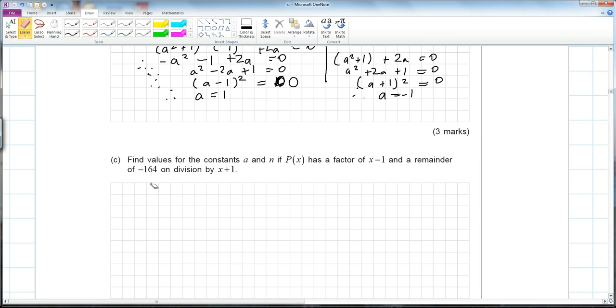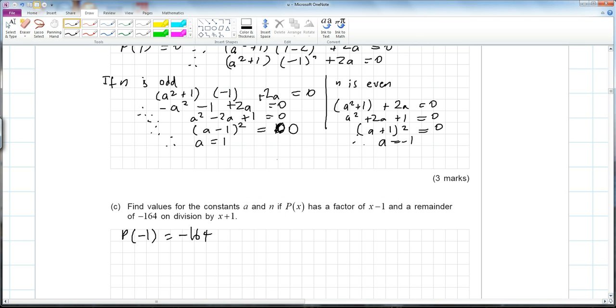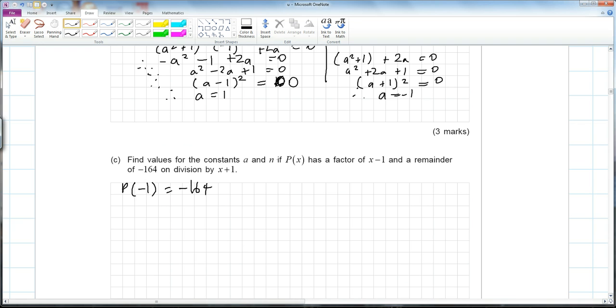So, moving on to question C. The first part relates to the previous question. The second part, we're told we get a remainder of minus 164 when we divide by x plus 1. That's the same as saying p of minus 1 equals minus 164. Again, we're going to use information from the previous section, so we're going to break it up into two parts.